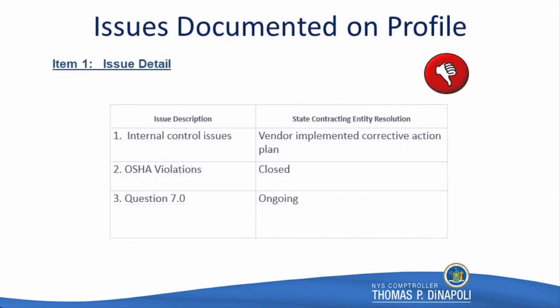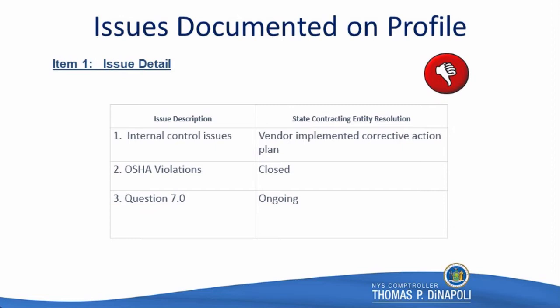Here is an example of what not to do. Would you be able to understand what these issues are? Is there sufficient information in helping us understand the severity or lack thereof for these issues? What are the internal control issues?